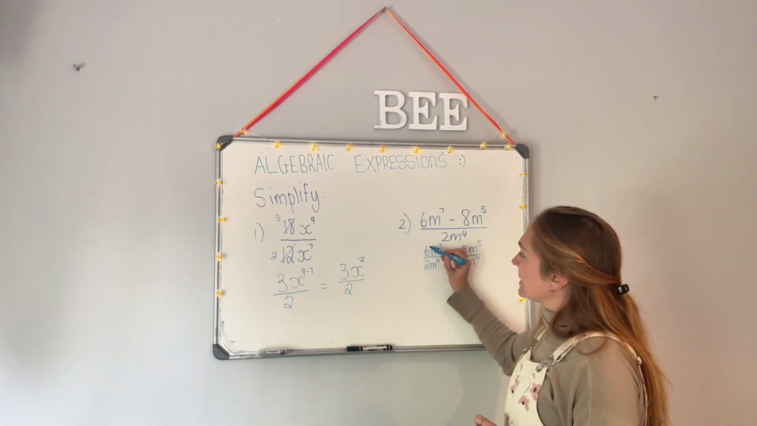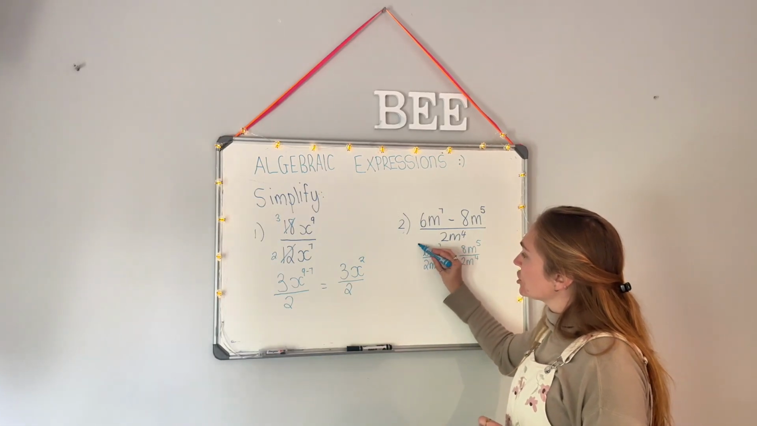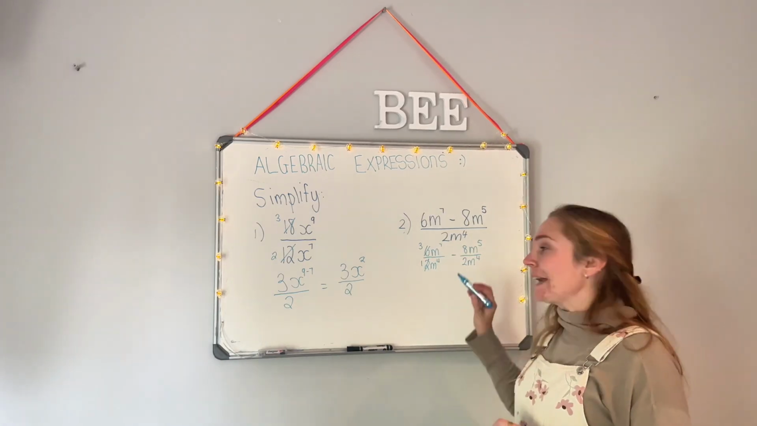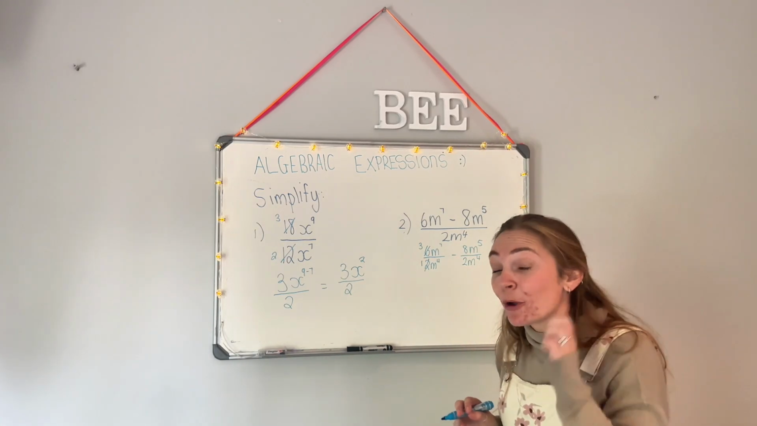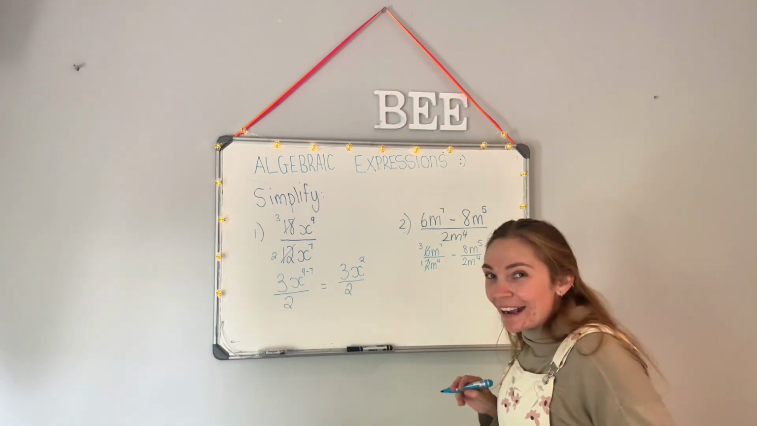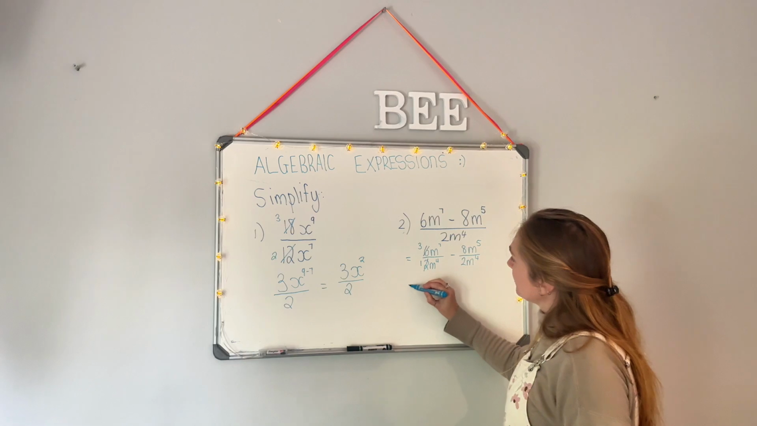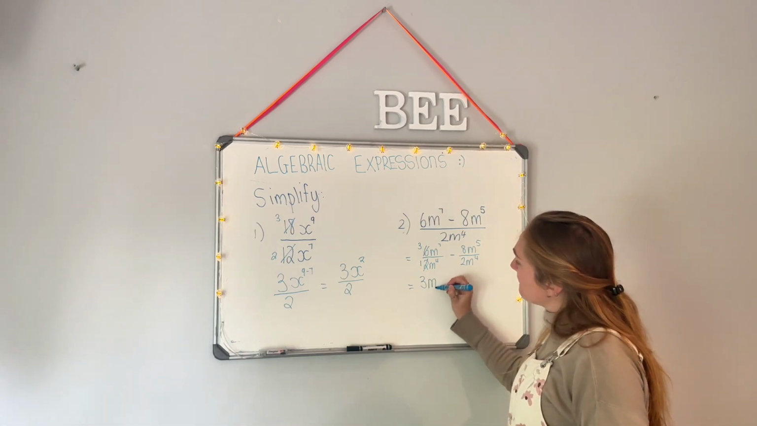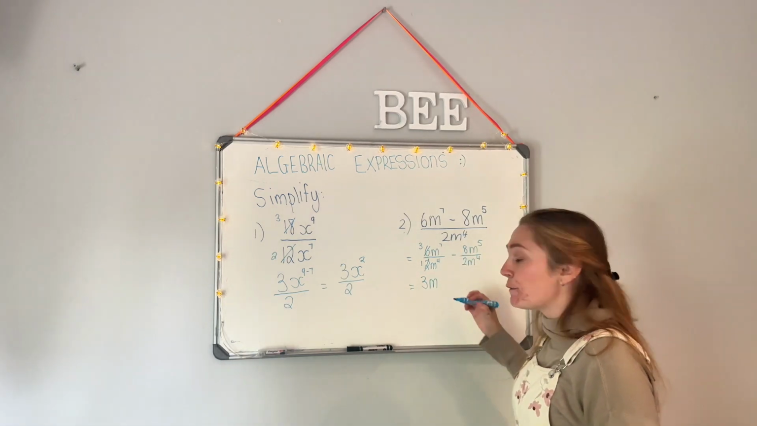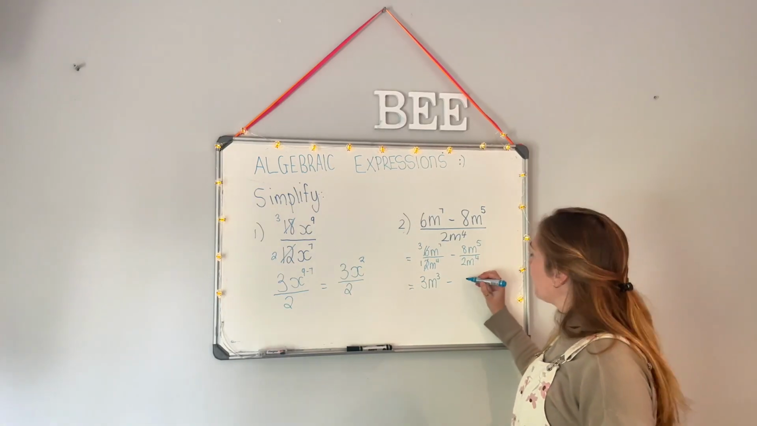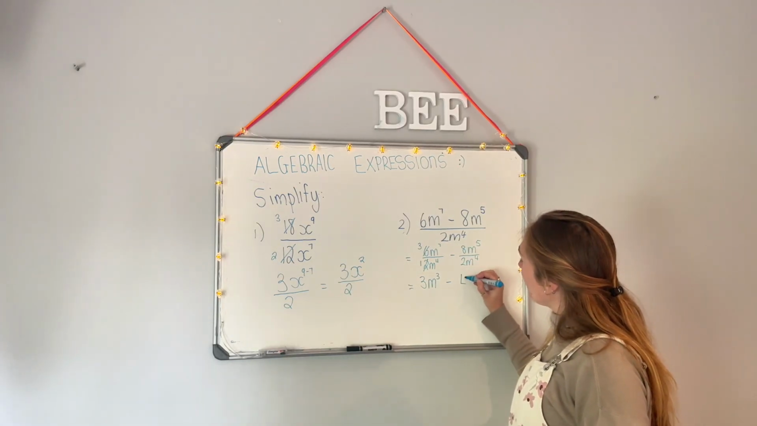I can see that 6 and 2 can divide into each other. 2 can go into 6 3 times and into 2 once. Then when I divide like bases, what do I do with my exponents? I subtract them, and I always go to my bigger exponent. So we're going to get 3m. 7 minus 4 is 3, minus 8 divided by 2 is 4.